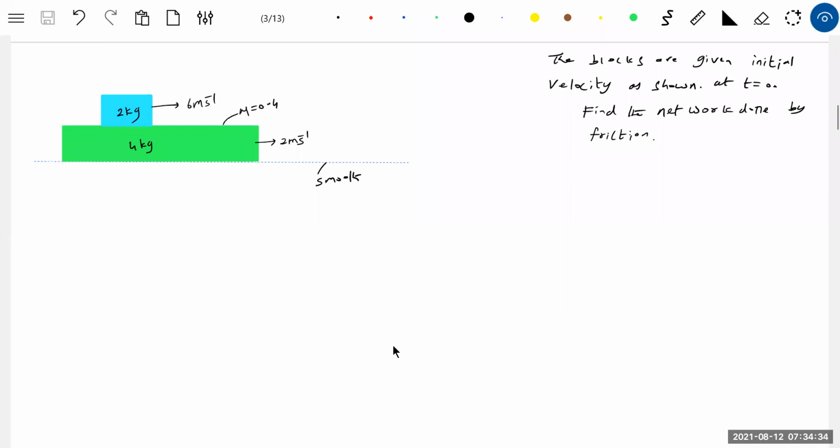The blocks are given initial velocity as shown at t equals 0. Find the net work done by friction.